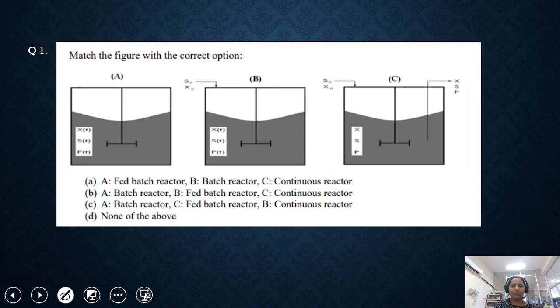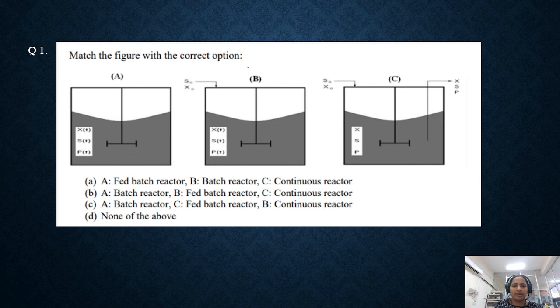Coming to the first question of today's session. They have given the 3 figures. Okay, let's first read the question. Match the figure with the correct option. In the first figure, all 3 are representing the bioreactor, and different conditions are given there. Suppose in the first figure, this is a bioreactor and nothing is added from the outside and nothing is taken out. It means initially you have taken all the things and you have put them in the bioreactor. That's it.